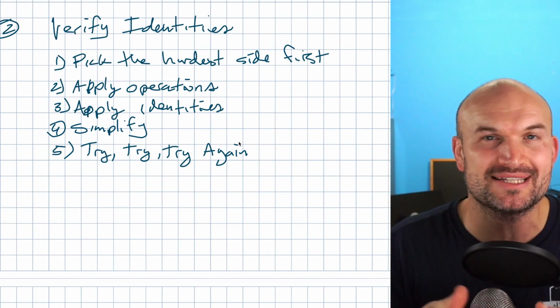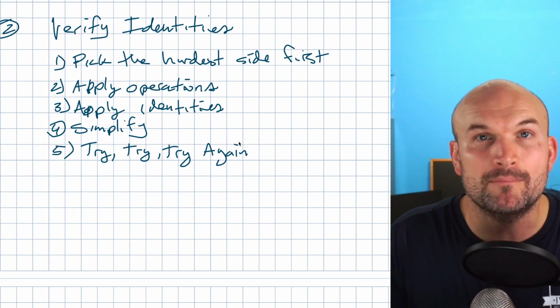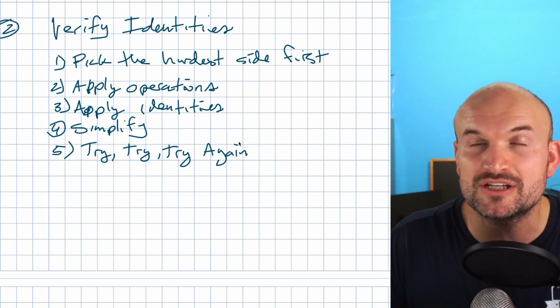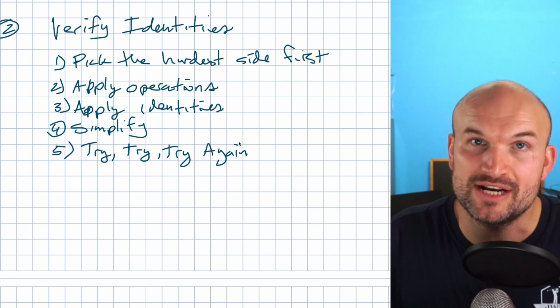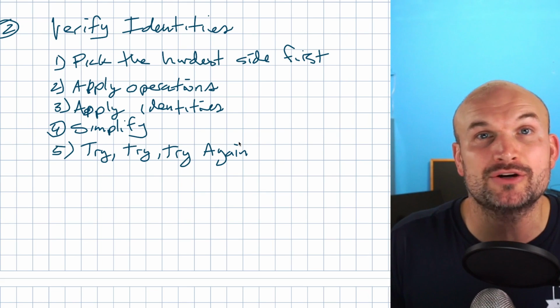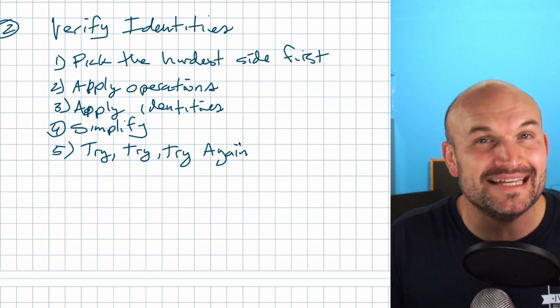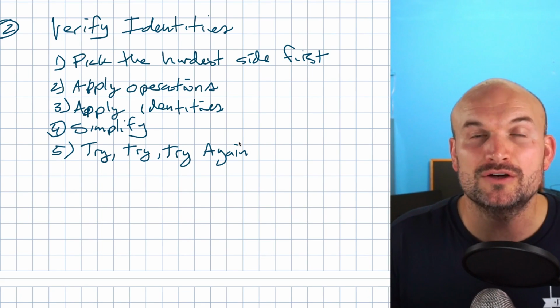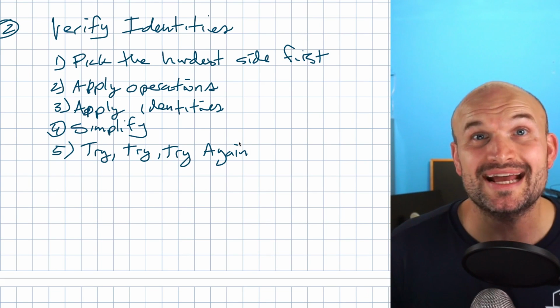Basically you want to pick the side that has operations like addition or subtraction, multiplication or factoring, or maybe a rational expression that you could rationalize to the denominator. Look for something where you can apply operations, or a side where you can apply your identities, like the reciprocal identity, the quotient identity, the Pythagorean identity, the even-odd identity, the cofunction identity. Look for ways you can simplify the expression like we did previously in this video, and then just go ahead and simplify.